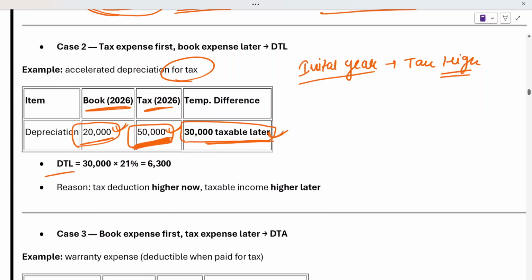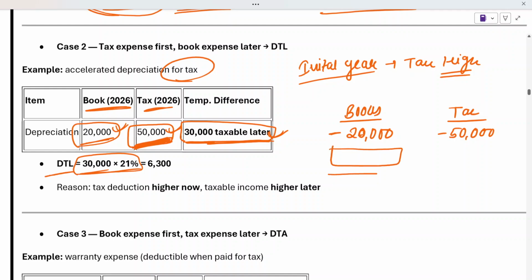Now you need to create a deferred tax liability here for 30,000 against a tax rate of 21%. That will give rise to 6,300 of deferred tax liability for you. Similarly, if you want to see this through numbers, you can write books here and tax here. Within books, you know that you are showing an expense of minus 20,000, and in tax you are showing an expense of 50,000. Why? Because this is a higher depreciation. Now you need to write something here so that both of these numbers will match. So what you will say, this is minus 20,000.